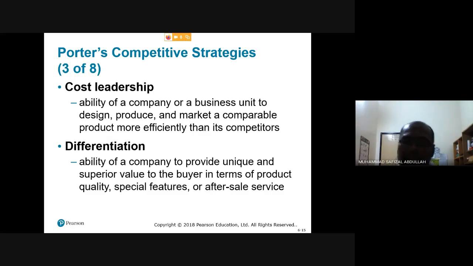For example, in the luxury product market, if you are trying to sell cheap, people will not buy. Why? Because they associate price with quality, right? If you sell at a higher price, then they say, oh, this product has higher quality.